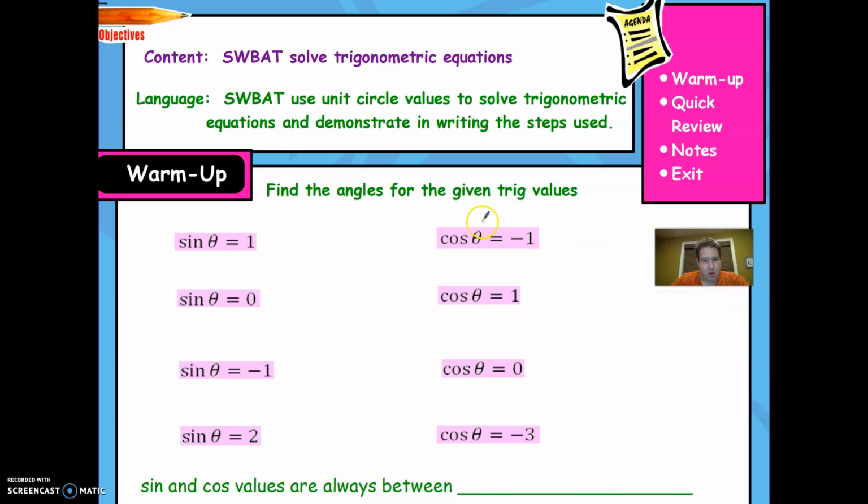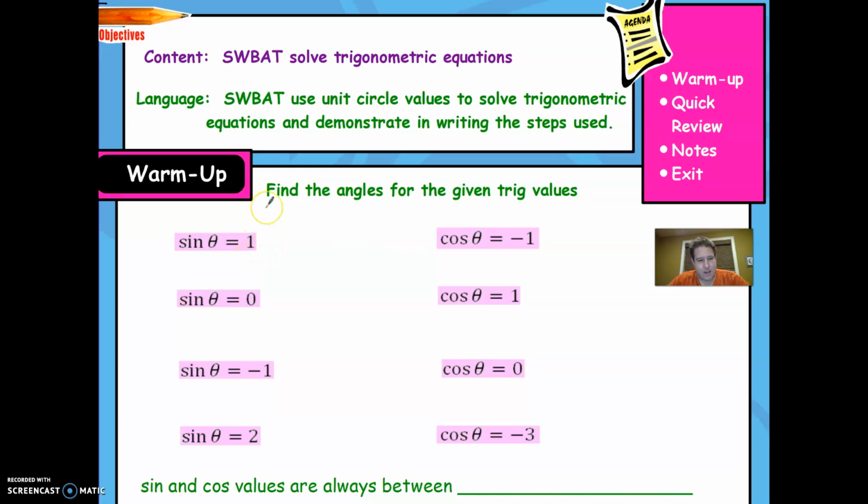Solving trigonometric equations. We'll start with the basics in this video, and then we'll do more problems in the next one. Finding the angles for the given trig value. So sine of theta. This really uses your knowledge of what we've been doing up to this point. So when does sine equal 1 is the question. So sine of what angle would that be?